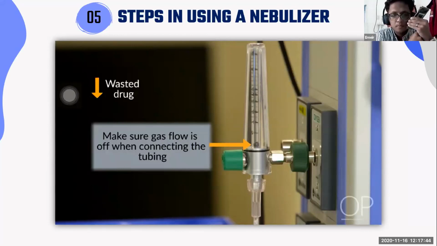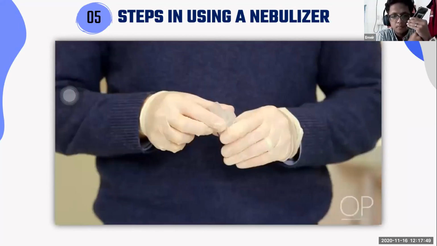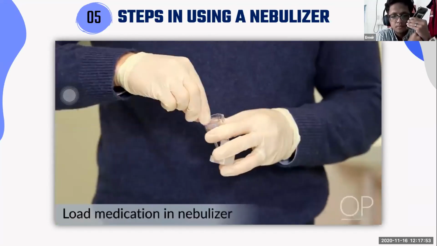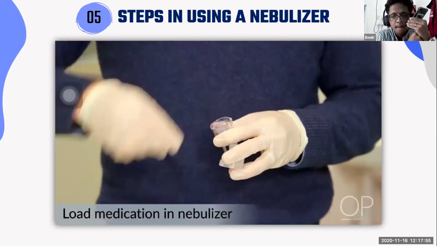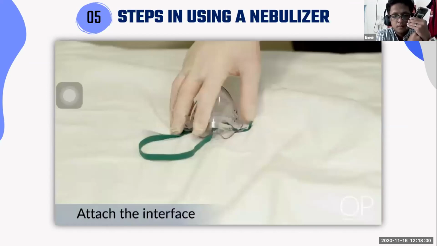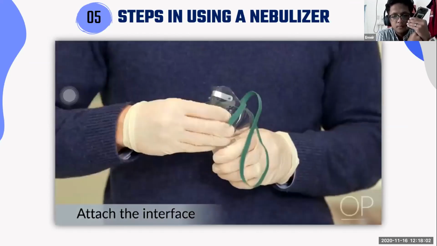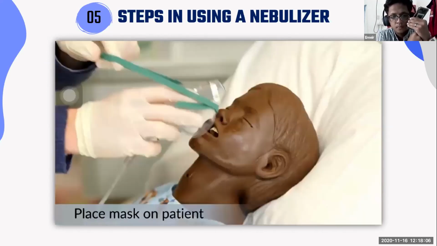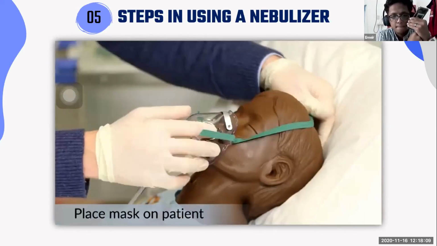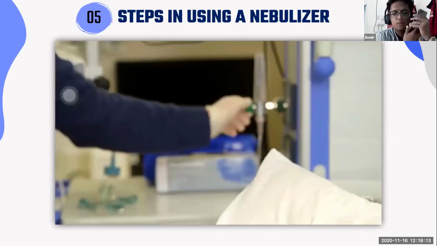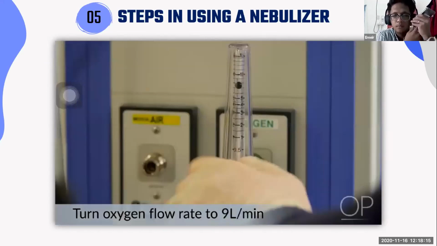Next, I have our drug. I've removed the cap and I'm going to take our medication, which is in a liquid suspension, and place it inside the device. We're going to replace the cap, attach the interface, affix the oxygen tubing to the bottom portion of the nebulizer, and place the mask on our patient. I'm going to turn the oxygen flow rate on to 9 liters per minute as per recommendations by the manufacturer. This treatment should last anywhere from 10 to 20 minutes.